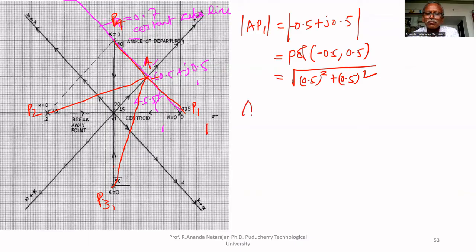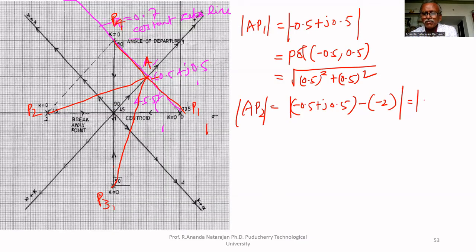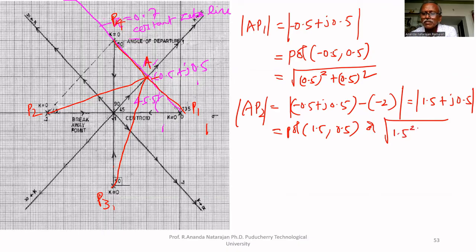Similarly, we have to find AP2. AP2 equals modulus of minus 0.5 plus j 0.5 minus, this coordinate is minus 2, that is plus 2 minus 0.5, 1.5. That is equal to modulus of 1.5 plus j 0.5. So you can call polar 1.5 comma 0.5, or you can find the square root of 1.5 square plus 0.5 square. That way you can find AP2.